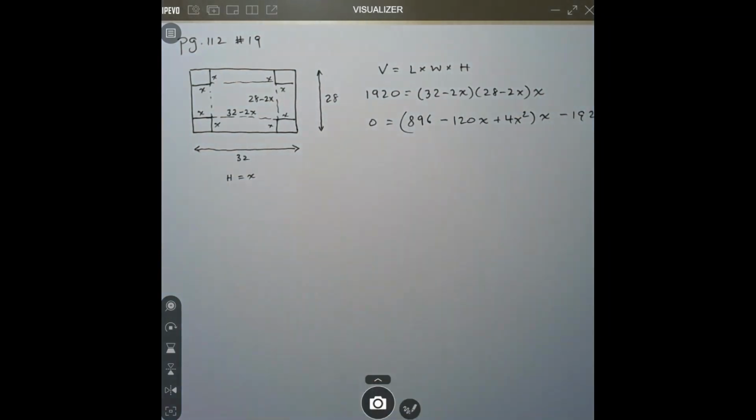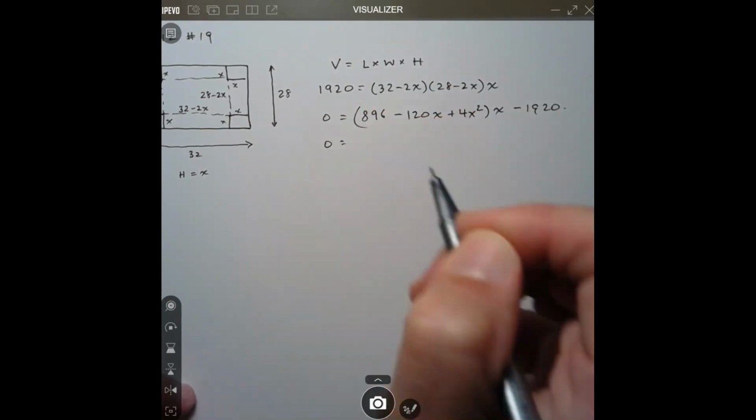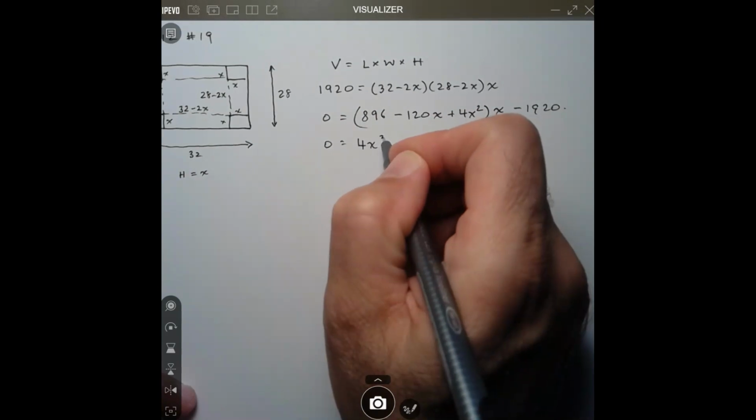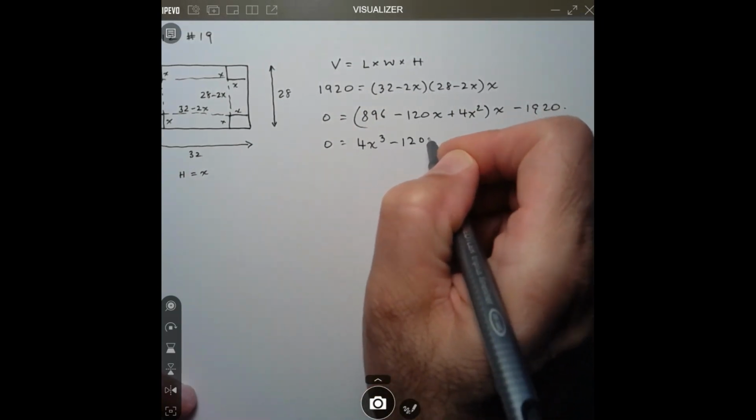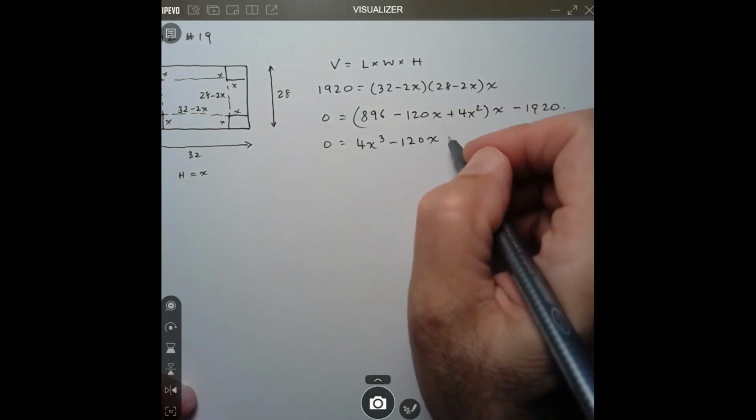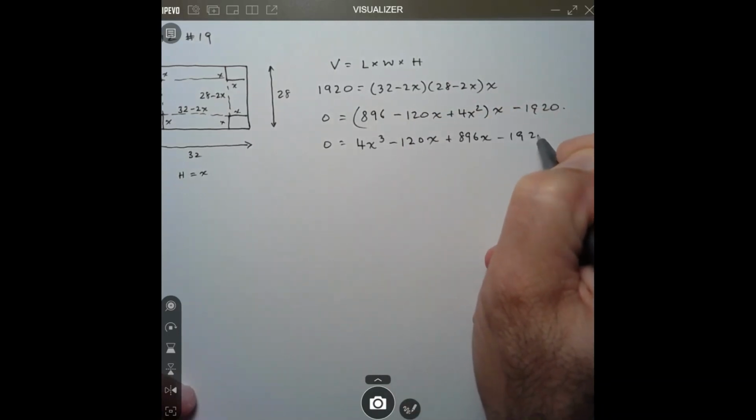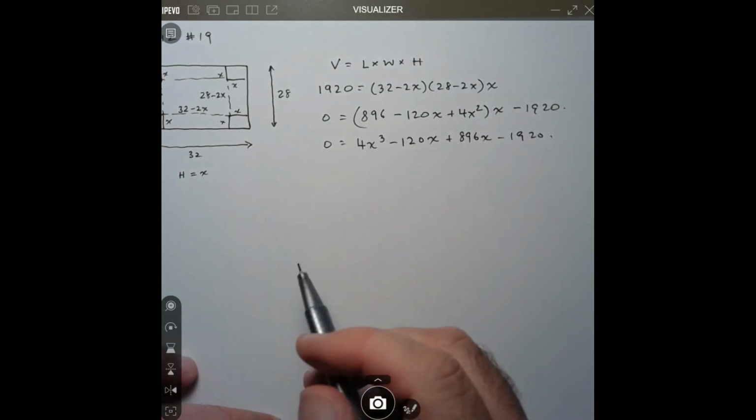And so now we can clean this up. All right. So what do we have? We've got, we'll put the 4x cubed up first. Then we've got the minus 120x squared, because I have to distribute this x to everything, then plus 896x and minus 1920. And looking at these numbers, they really all look like they're divisible by 4.